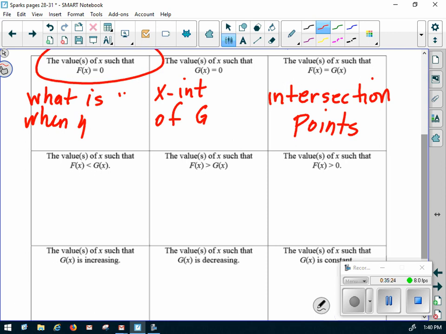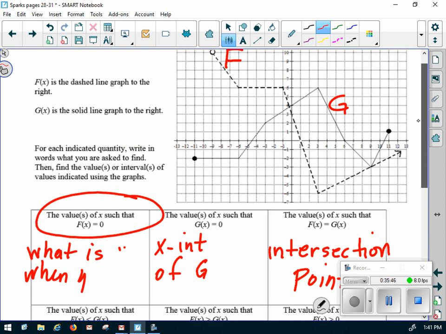Now, on this quiz, I'm going to tell you something right now that's going to screw you guys up. When it asks you to describe what you are trying to find, you're going to forget to use these words. Let's work on them. Make sure you understand the words. The values of x such that f of x is less than g of x. What does that mean in words?